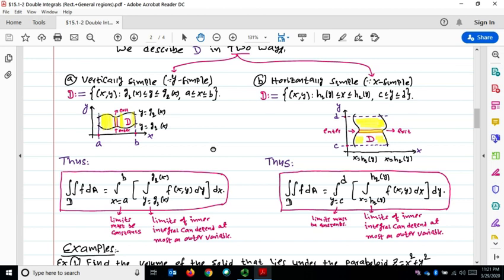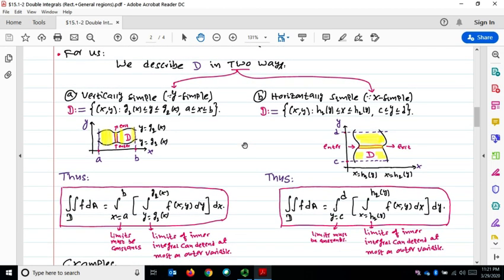Now let's go to the second way, B. We can describe the domain as horizontally simple, or x-simple, where we describe our domain as the set of (x,y), where x is bounded between two continuous functions of y. So here the left side is a continuous function of y, the right side of this domain is a continuous function of y, and then above and below it is bounded by constant values, so y equals c and y equals d.